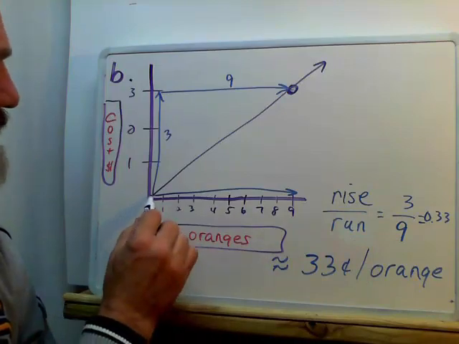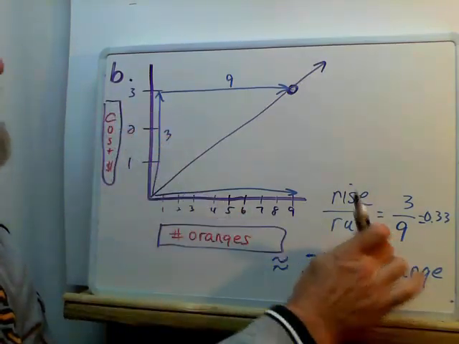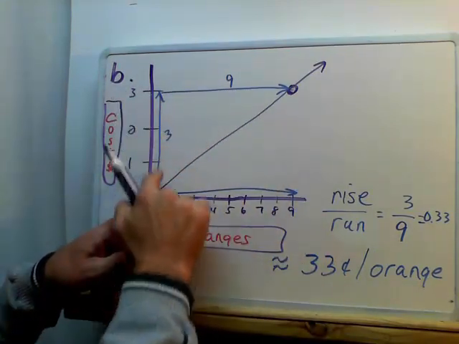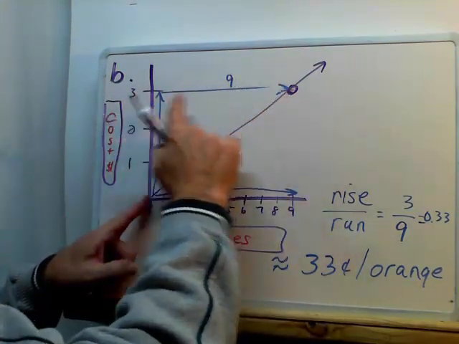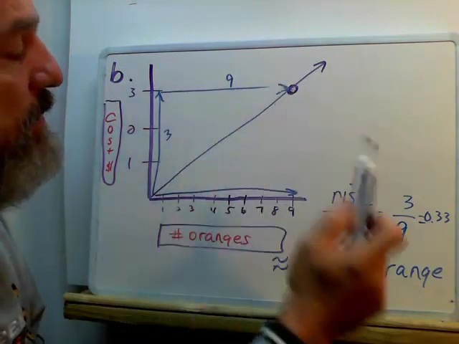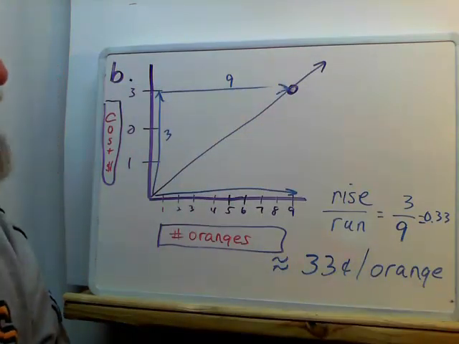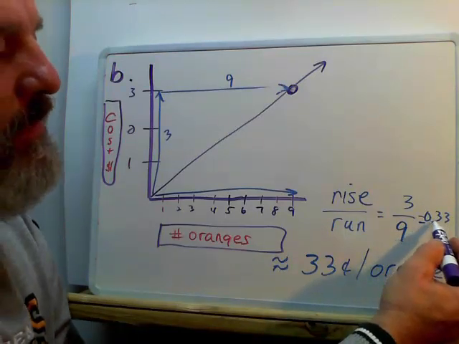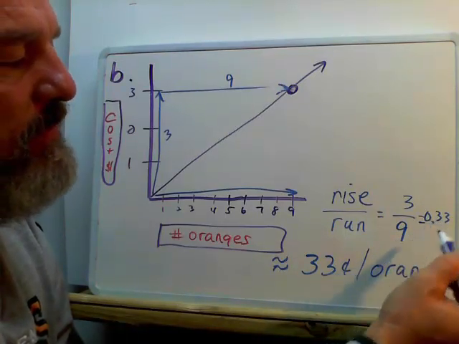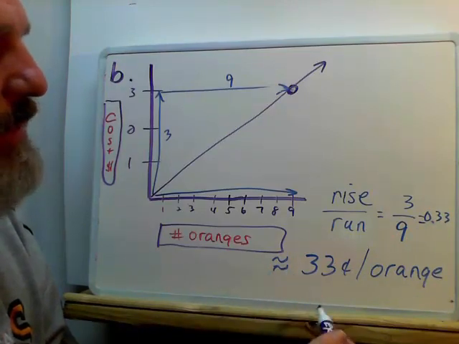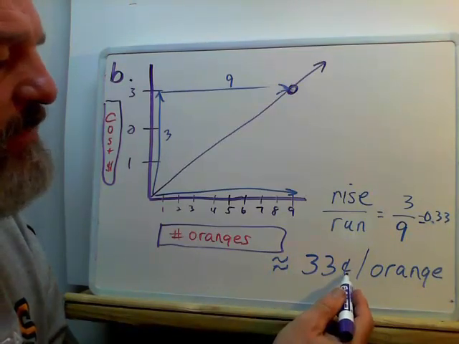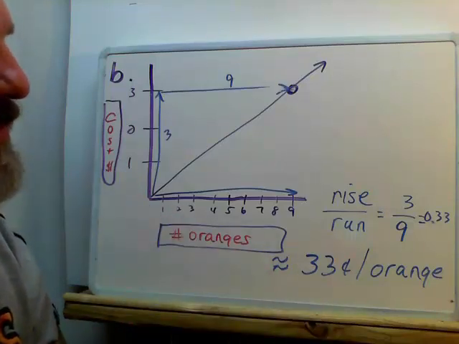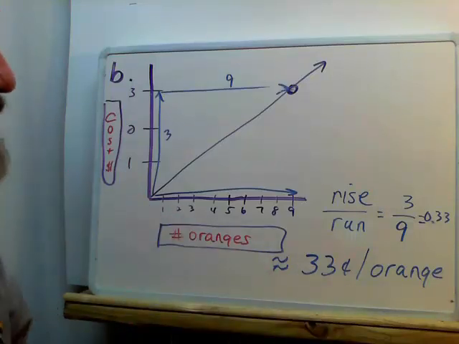So the rise is from 0 up to 3, and then the run is from 0 over to 9. Normally we go up and then over. So we have 3 over 9, which is 0.3 repeating. We're just going to carry this to the hundredths place and then put approximately, or about, 33 cents per orange, because remember this was in dollars, so 0.33 would represent 33 cents per orange.